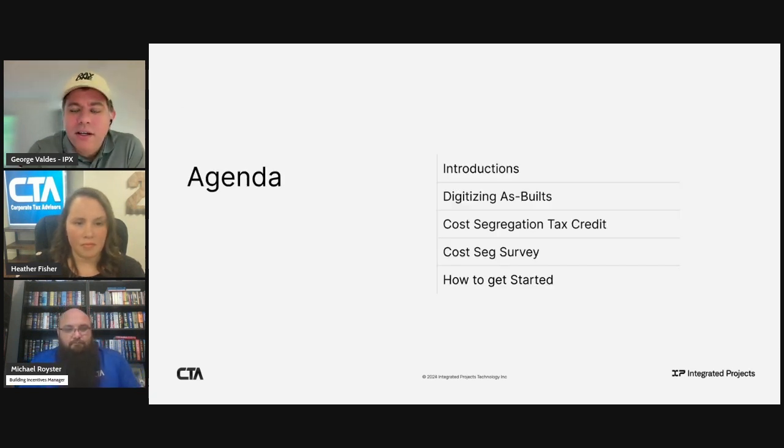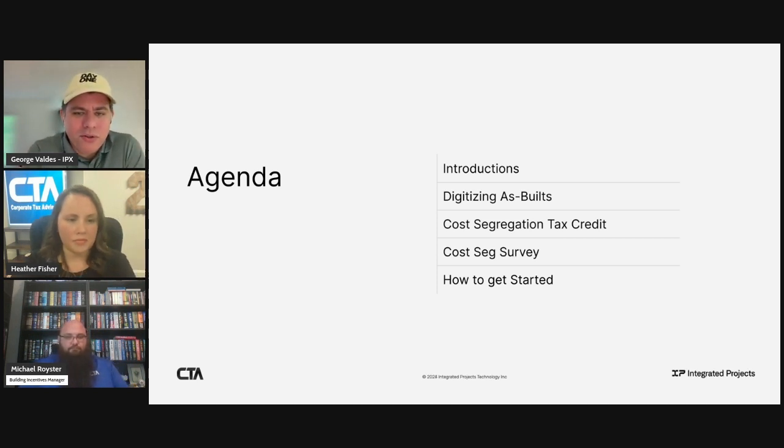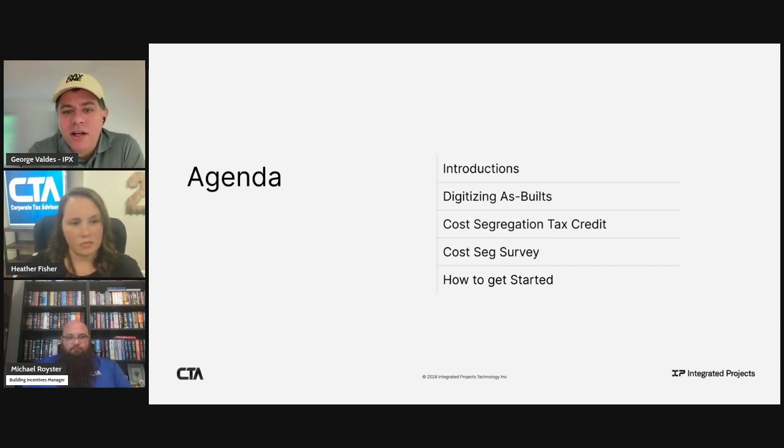On the agenda, we're going to go over some introductions. I'm going to pass over to our fellow guests here so they can give a little bit of an intro. Then we'll talk about digitizing as-built, also known as existing conditions, also known as where is my floor plan that I would assume I would have had with this building that I just purchased. And we'll talk about cost segregation tax credits. What is that? Or just do a quick overview of the current state of it.